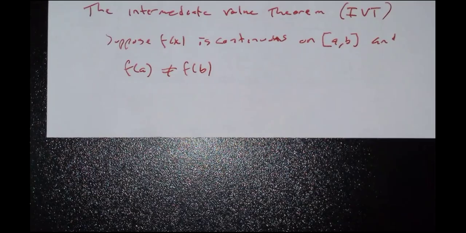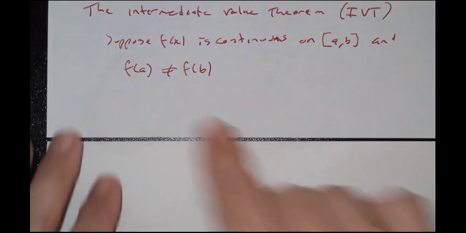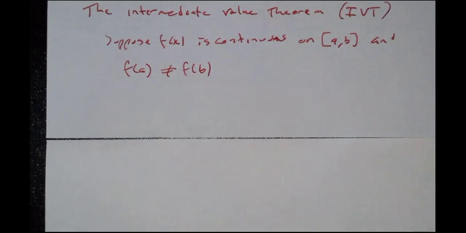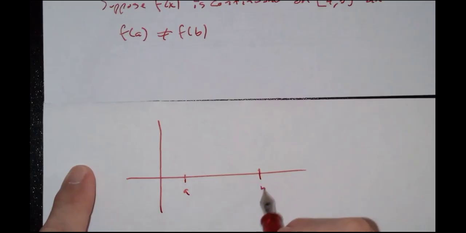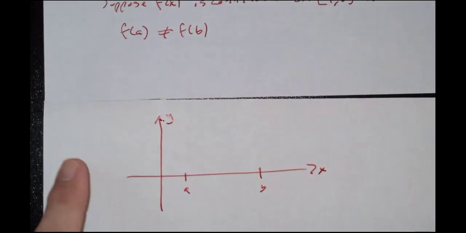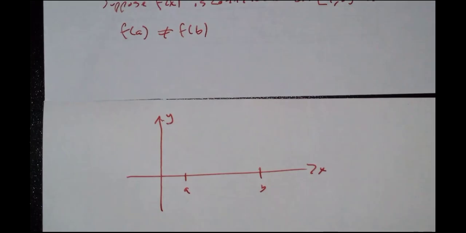I want you to make a picture for me. F of a and f of b have two different y values. So you have to decide for me in this picture: is f of a higher than or lower than f of b? Do we go like this, or do we go like this? Doesn't matter to me. You write down two dots, one for f of a, one for f of b. And all I care is that they are not the same. I don't care which one's higher, which one's lower.